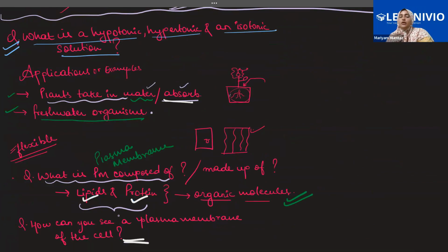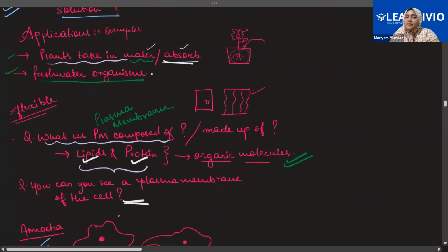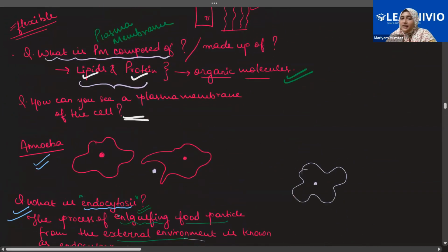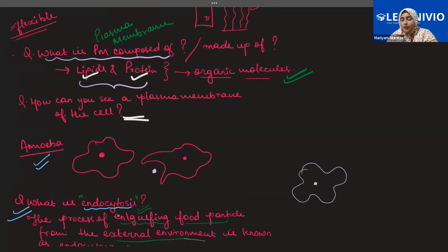Now, talking more about the plasma membrane. The plasma membrane that is present around the cell has been made up of two things. It has been made up of lipids and proteins, both of which are collectively called organic molecules. So always remember, this question can be asked, like what is the plasma membrane made up of? So you would say lipids and proteins.